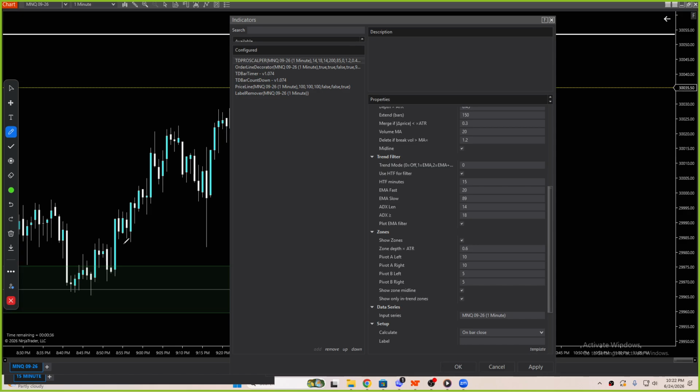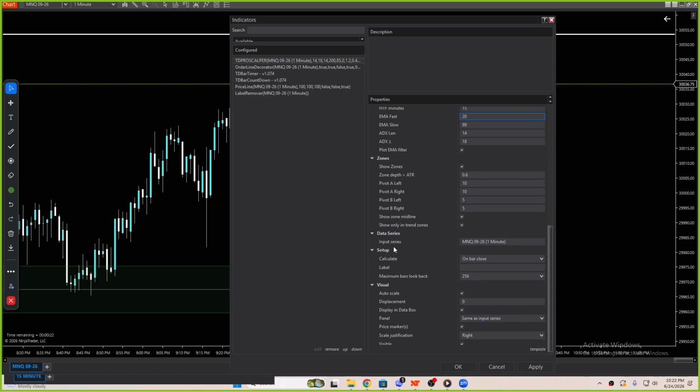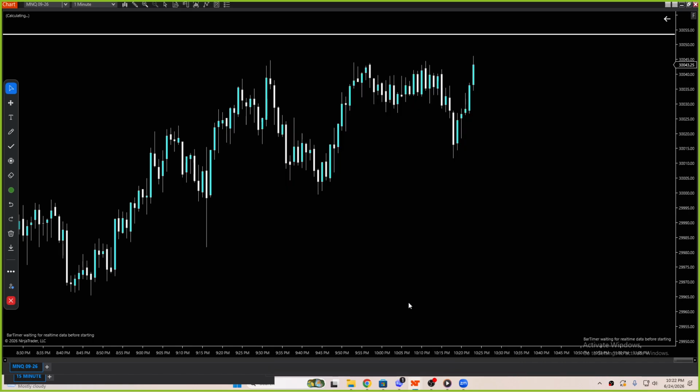It's really based off algorithms, and I trade the shorter time frames, so I get a real good visual on what we're doing. Data series down here, input series, you don't really need to do anything. It's on MNQ, calculate on the bar close. You don't have to do any of this. All these settings stay the same. Let's just hit apply and update it.